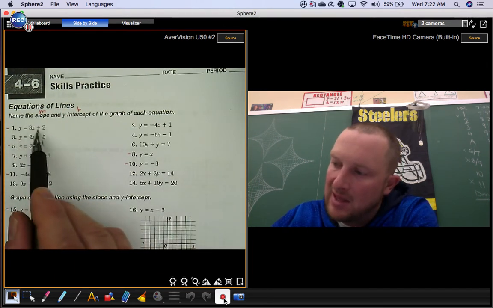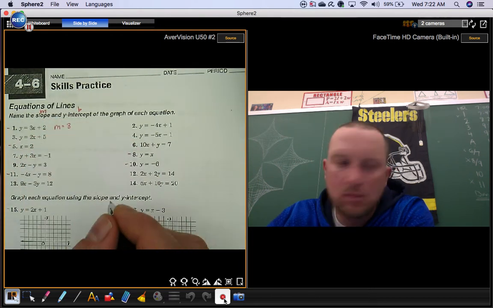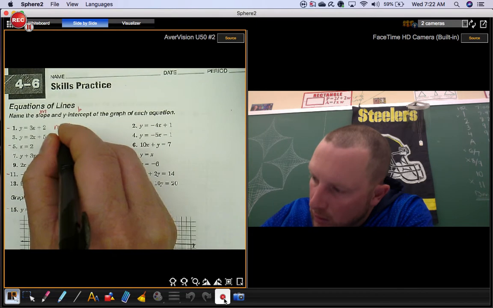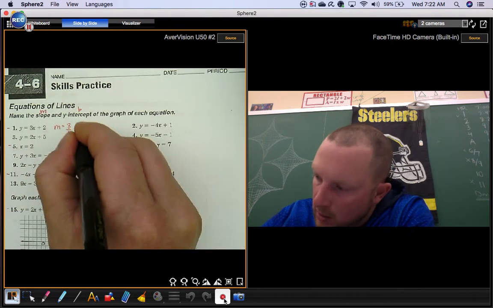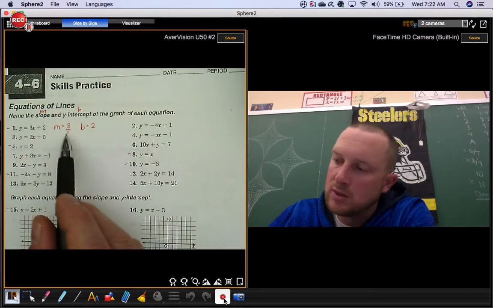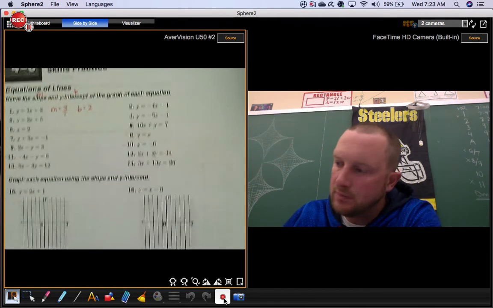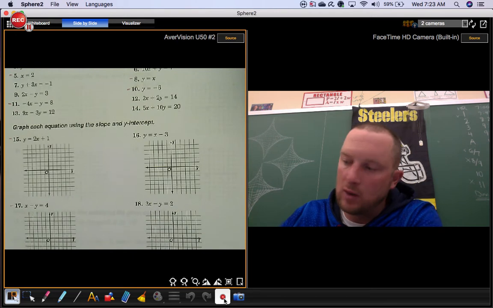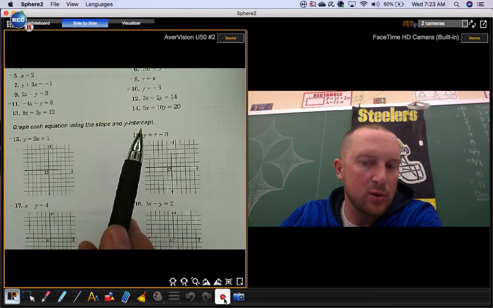What is in the m position? 3. We like our slopes as fractions though, so we'll write it as 3 over 1. What is in the b position? 2. Slope of 3, y-intercept of 2. Why do you need that? Well, if you have a slope and a y-intercept, you can graph equations using a slope and a y-intercept.